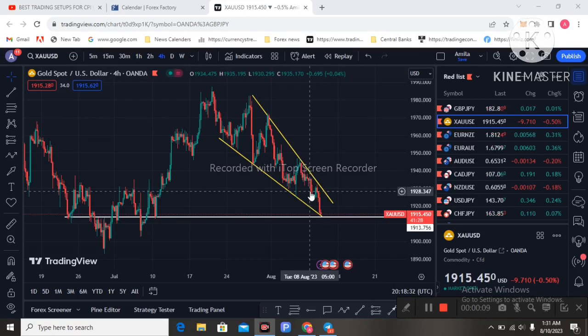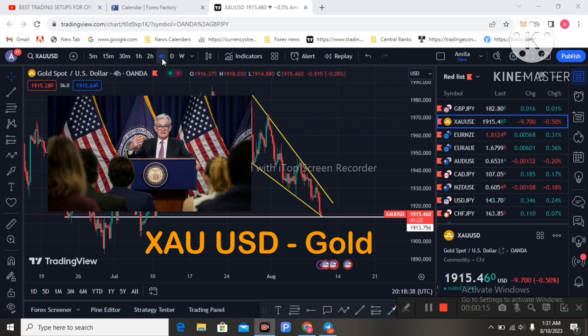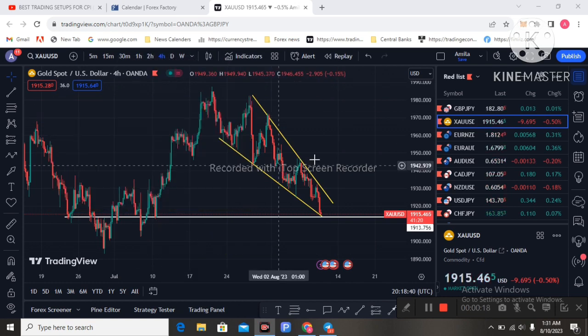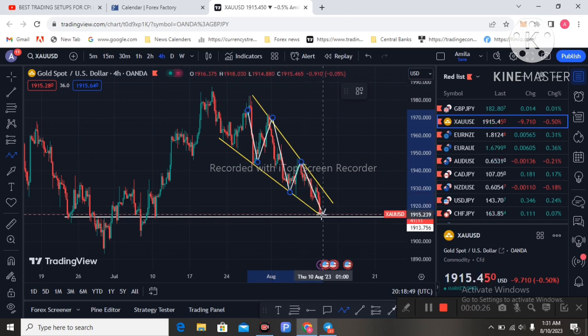Today I'm going to analyze gold with the CPI data. So this is our chart for gold. You can see this move has dropped three times. This is the first move and the second move, and it has already moved three times on the drop side.